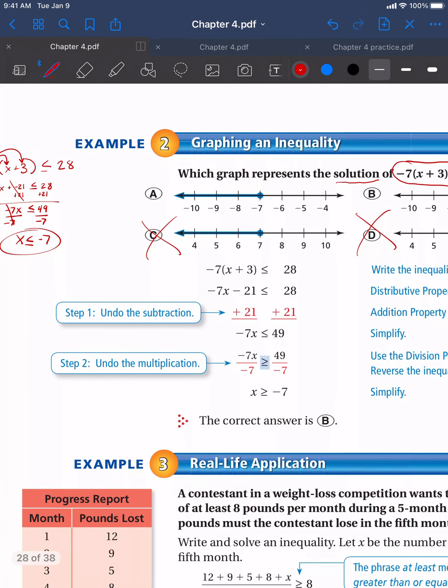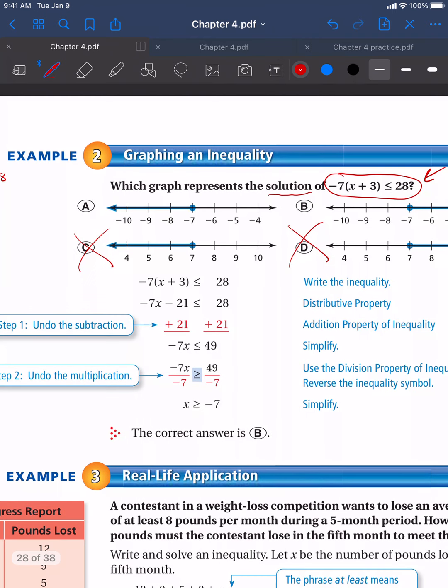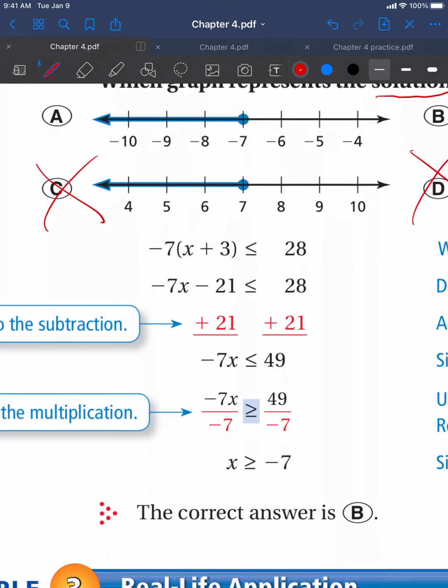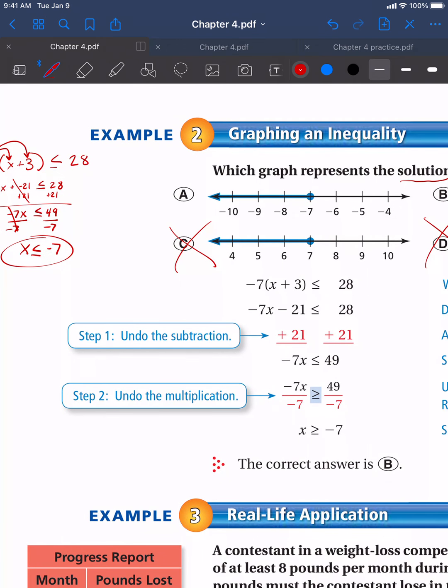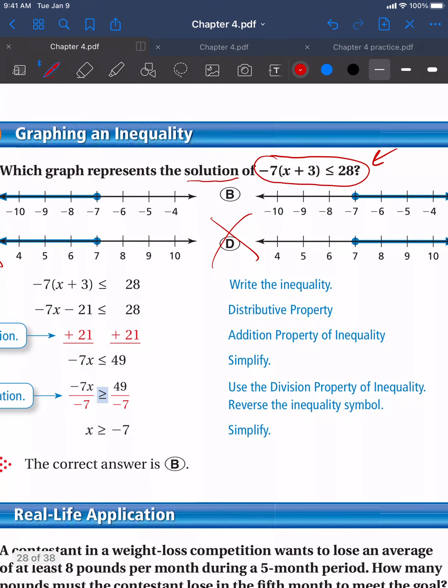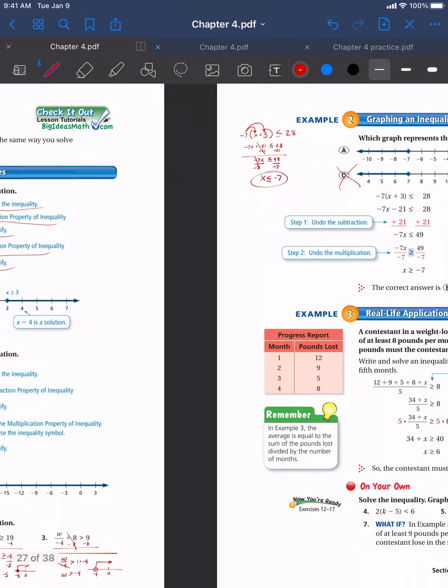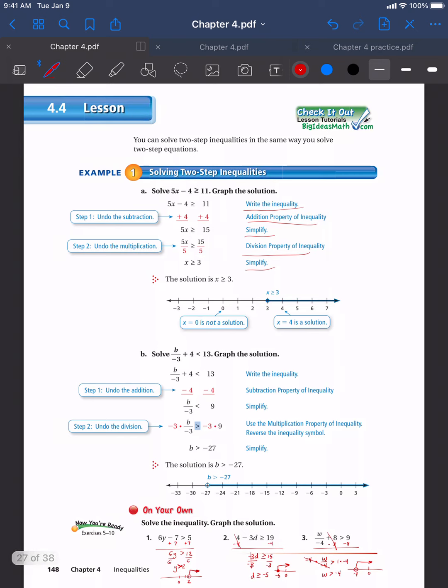Hey, how did they get this? Ooh, do we have to flip it? It looks like they flipped their sign. Undo the multiplication, undo the subtraction. We did that. Use the division property of inequality, reverse the inequality symbol. What? Hold on, guys. We're having a crisis here. Technical difficulties. The multiplication property of inequality reverses the inequality symbol.